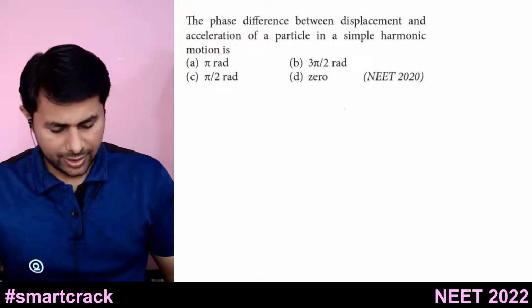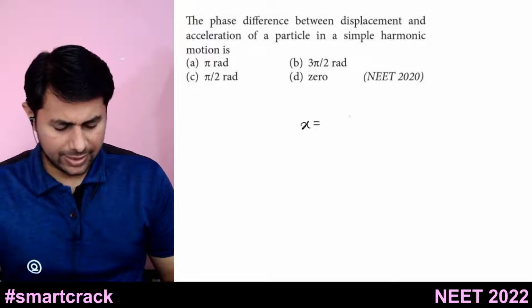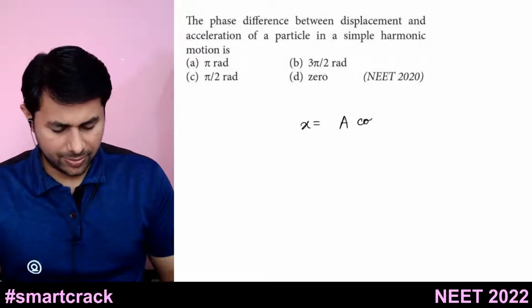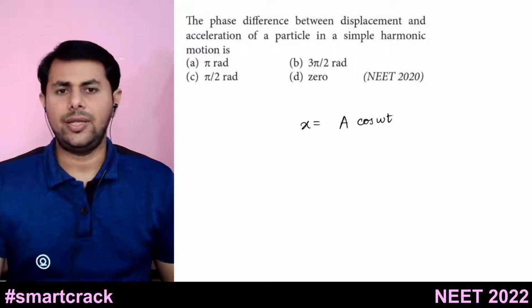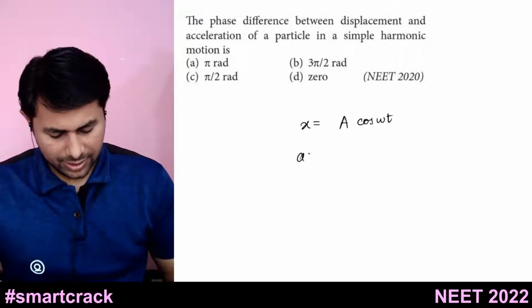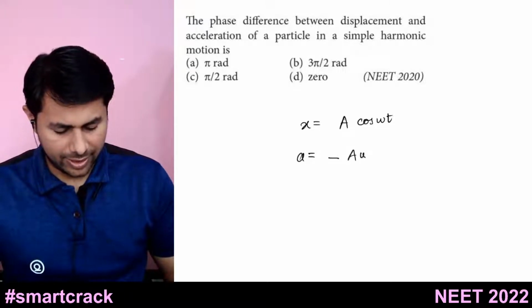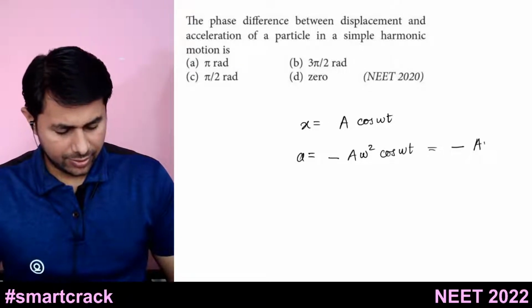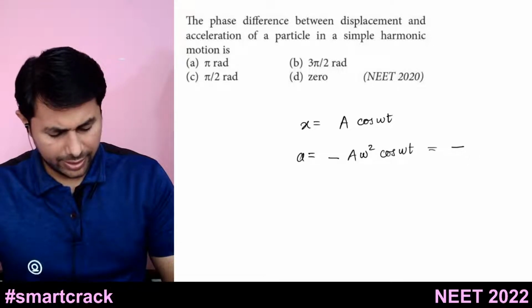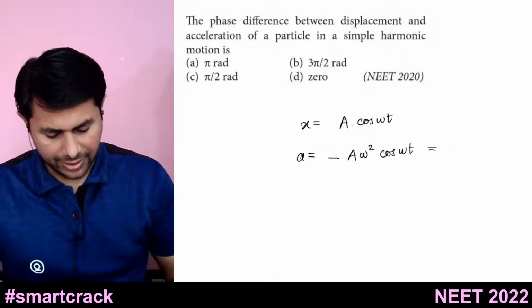See, displacement is given by x equals, let's say, a cos of omega t. Then the acceleration of the particle is given by minus a omega square into cos of omega t, where a cos omega t you can write as x.